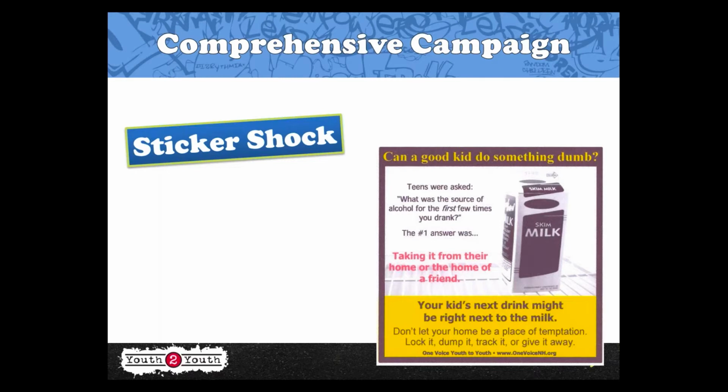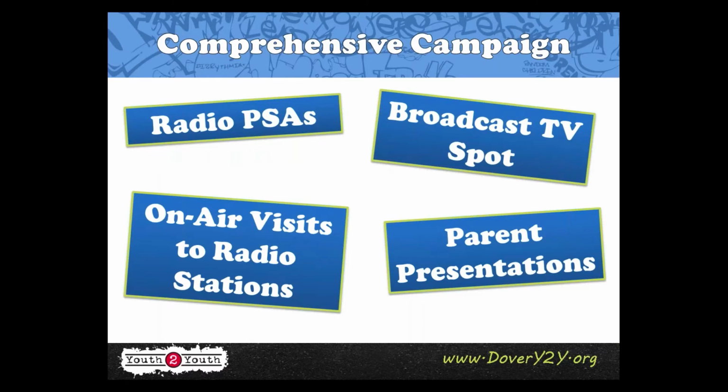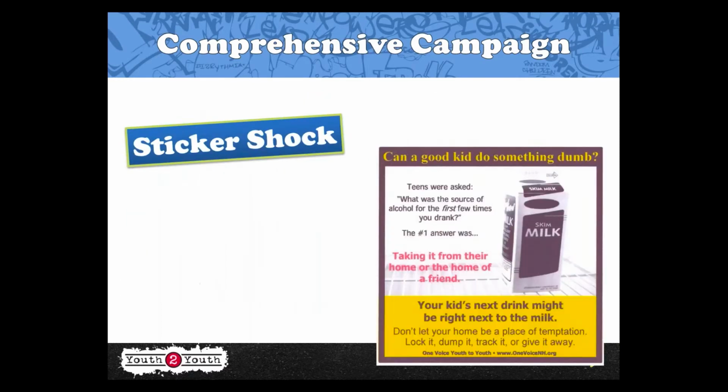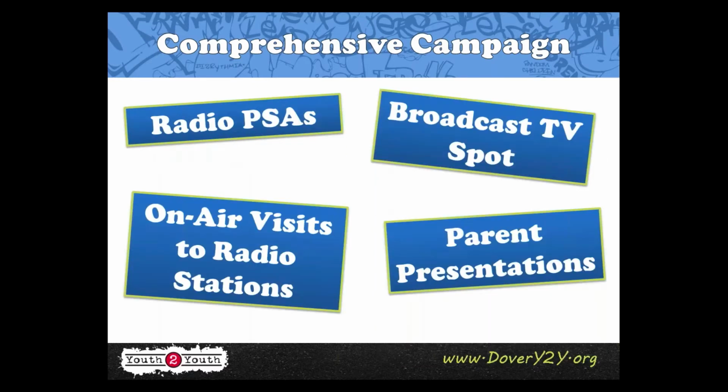Some of the steps that we took to implement this campaign were we did awareness projects like our sticker shock project, which is when we send students into local convenience stores and grocery stores, and we have them take these stickers, like the one you can see on the PowerPoint, and place them on alcohol items to alert the community about the dangers of underage drinking.